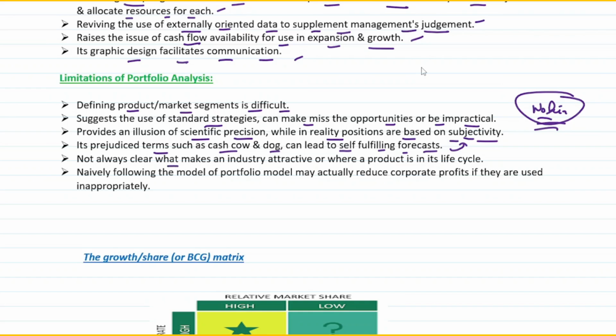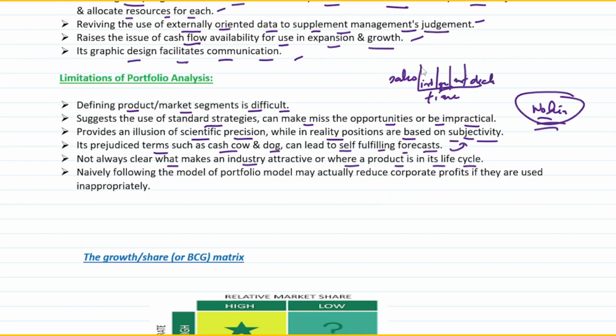It is not always clear what makes an industry attractive or where a product is in its life cycle. So portfolio analysis is limited in its scope. You will never get to know how attractive the industry is or what phase of its life cycle the product is in. What is a life cycle? If you have seen this chart, on one axis you have sales, and on the other axis you have time, and there are four stages: introduction, then growth, then maturity, and finally decline.